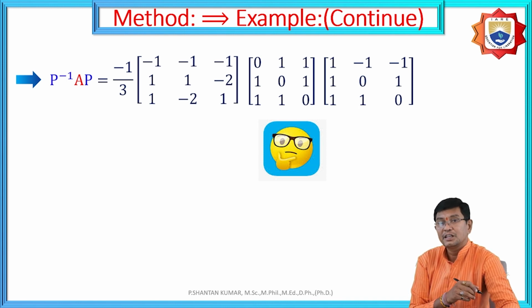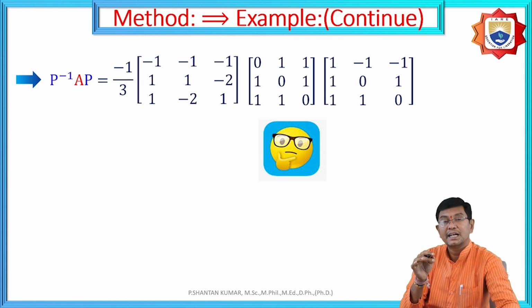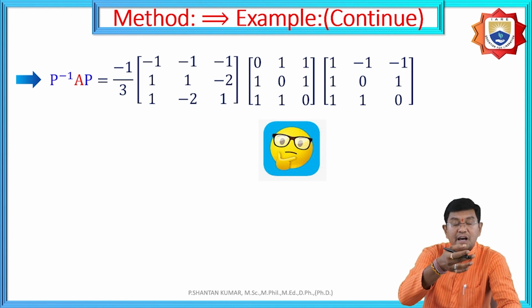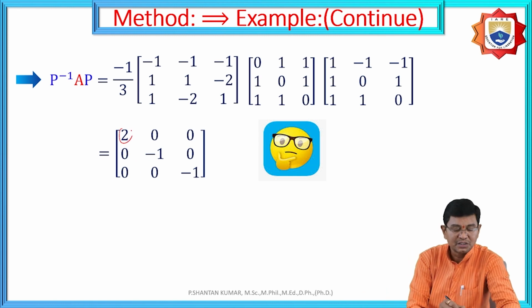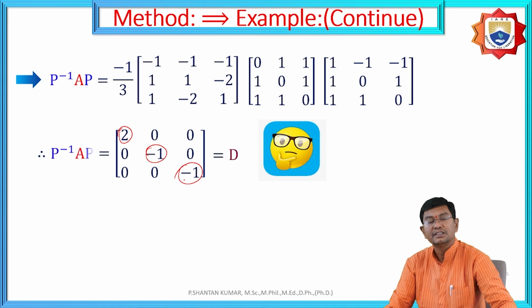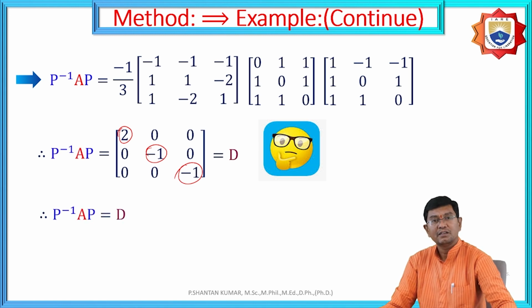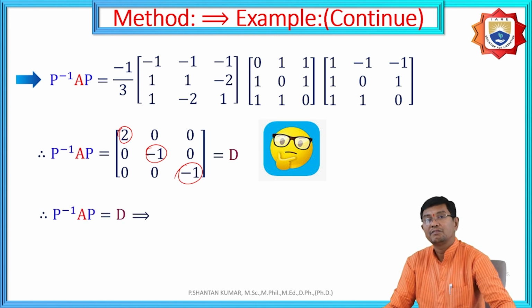The diagonal elements should be the eigenvalues of the given matrix. Here the corresponding eigenvalues are: first 2, second -1, third -1. This is the matrix. And further, we need to find the powers of the matrix.